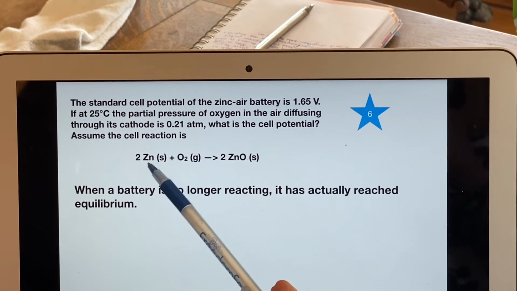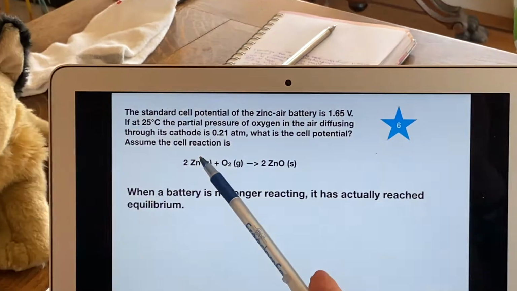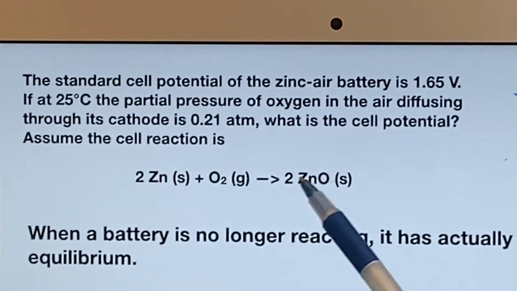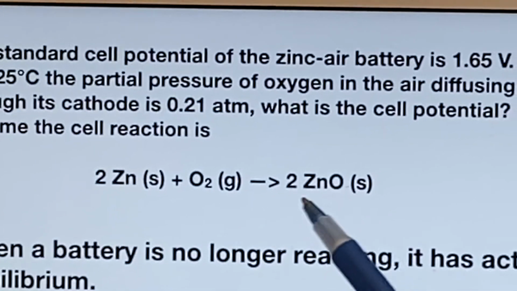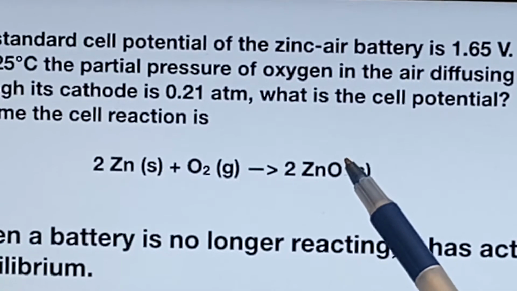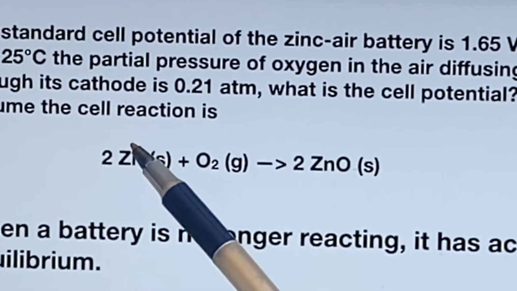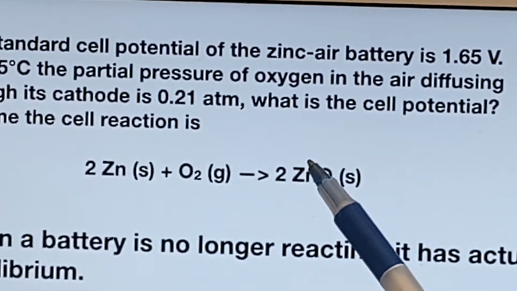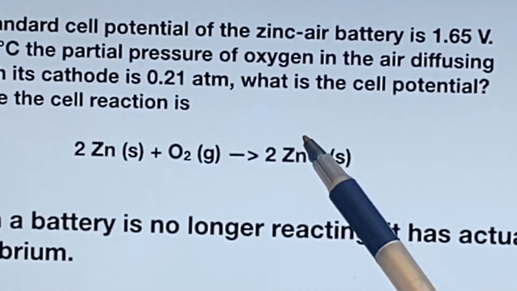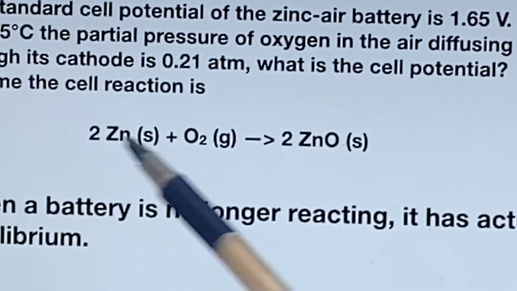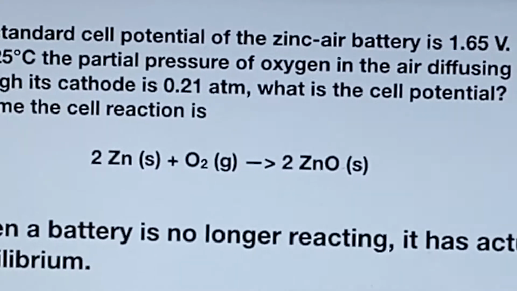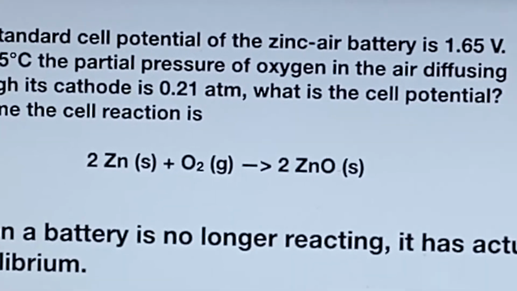This zinc is a solid. It has an oxidation state of zero. If I look over here, the zinc in this, because this is expected to be a negative 2, the zinc is a plus 2. So I went from a 0 to a 2. That sounds like 2 electrons were involved. But it's 2 of these zincs, so it's actually 4 electrons involved. So I can say n is going to be 4.